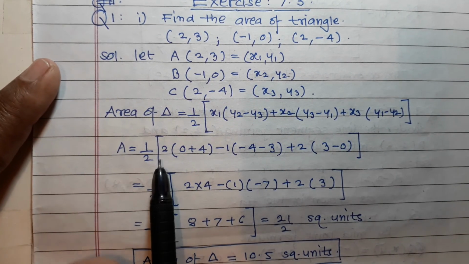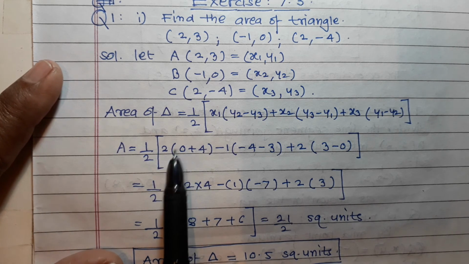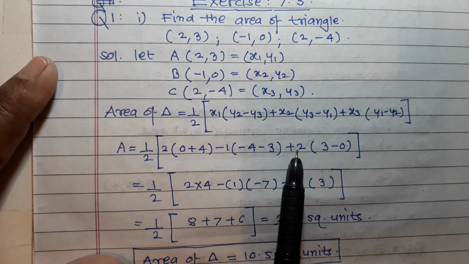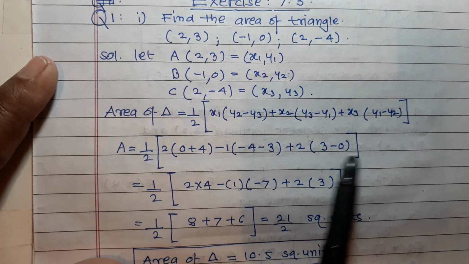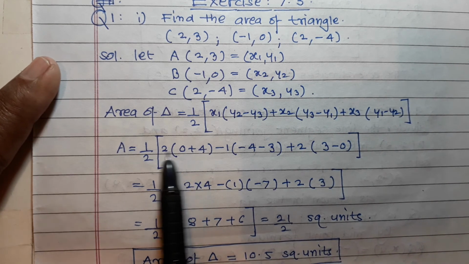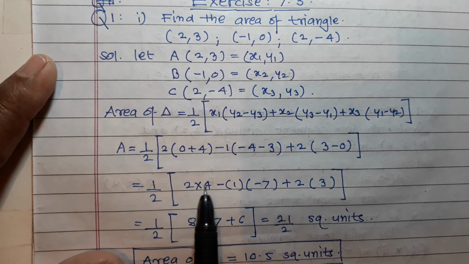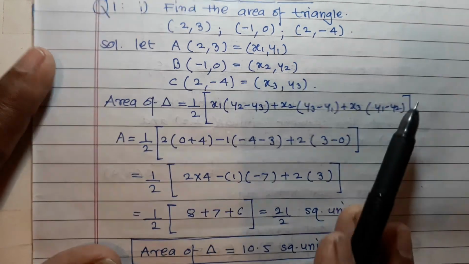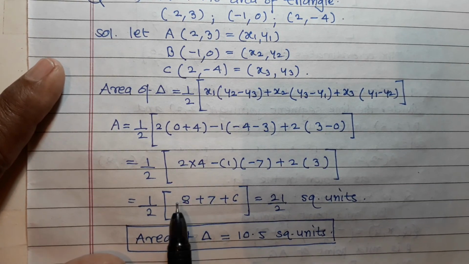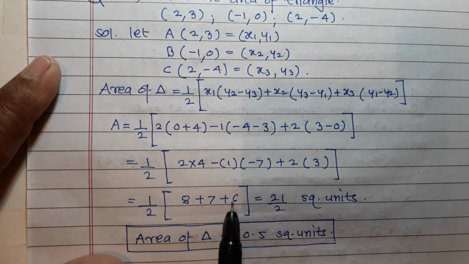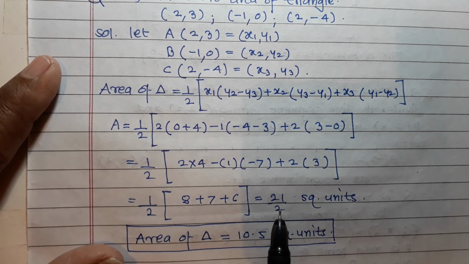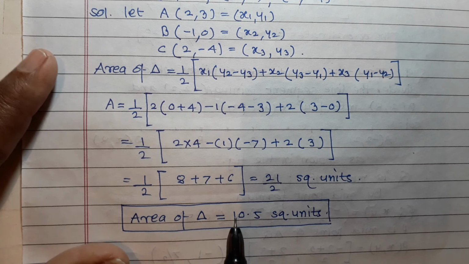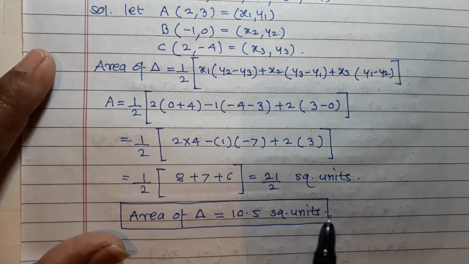So area is equal to 1/2 [2(0 plus 4) plus (-1)(-4 minus 3) plus 2(3 minus 0)], which is equal to 1/2 [2 into 4 minus 1 into -7 plus 2 into 3], which is 1/2 into (8 plus 7 plus 6), which gives you 21/2, and therefore area of triangle is equal to 10.5 square units.